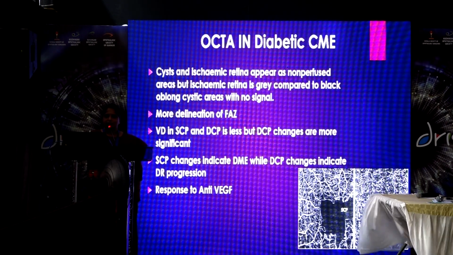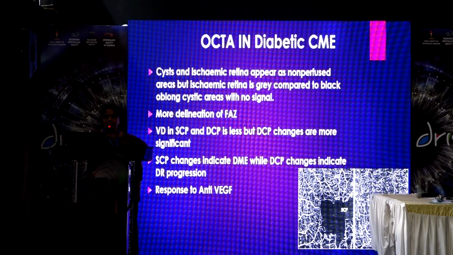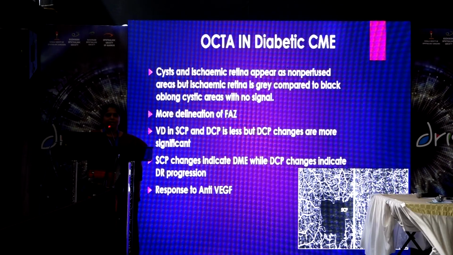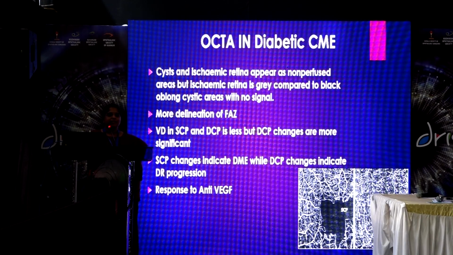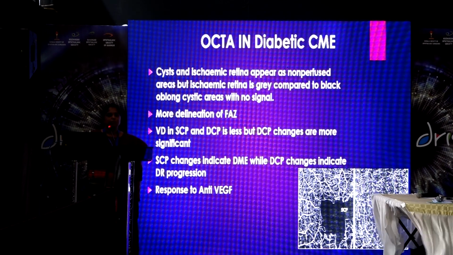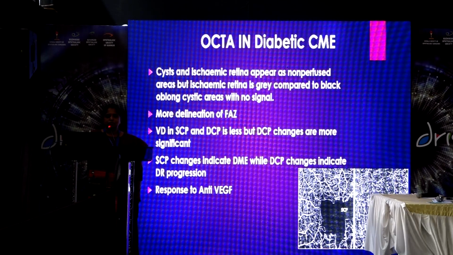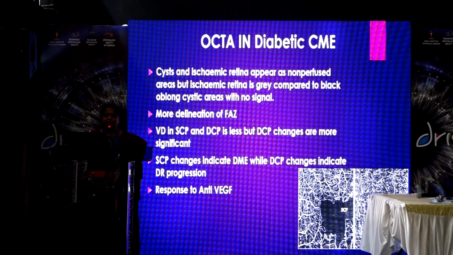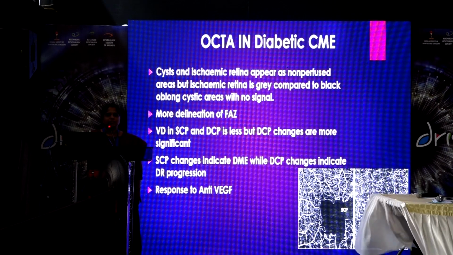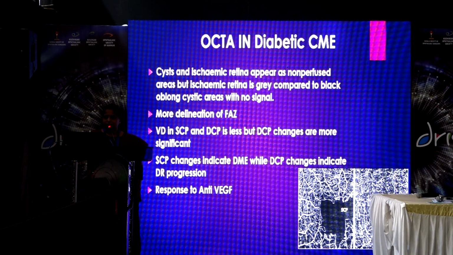Now, what are the OCTA findings? Both the cyst and ischemic retina appear as non-perfused black areas, but the cysts are blacker, while the ischemic retina is more greyish in color. Also, the vessel density in the superficial and deep capillary plexus plays an important role in prognosis. Both are reduced in diabetic patients, but the superficial capillary plexus changes indicate more macular edema, while the deep changes indicate progression of diabetic retinopathy. We can also assess the response to anti-VEGF, whether the vessel density is coming back to normal with anti-VEGF treatment. That is also important.